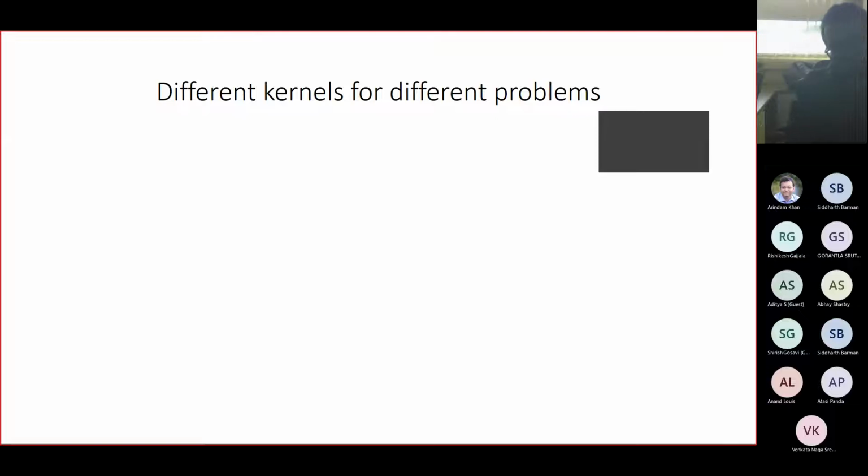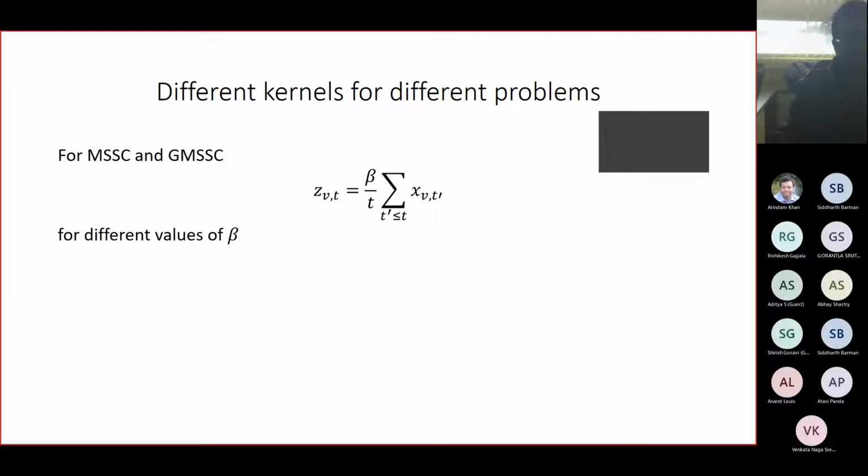And like I said earlier, for different problems, we have different kernels. So for Minsum set cover and generalized Minsum set cover, our kernel looks like this, beta times the average load up to time t. But for Minsum vertex cover, we use this 1 over t cubed kind of kernel. So some constant times 1 over t cubed, and then instead of adding up the x_vt primes, we multiply them by t prime squared. This ends up being the right thing to do.